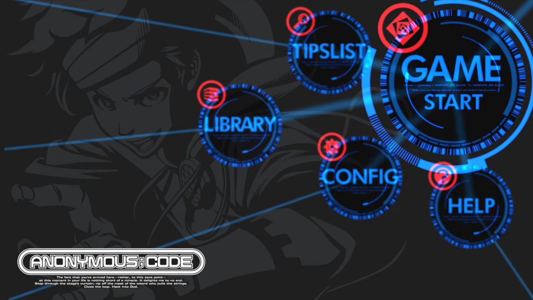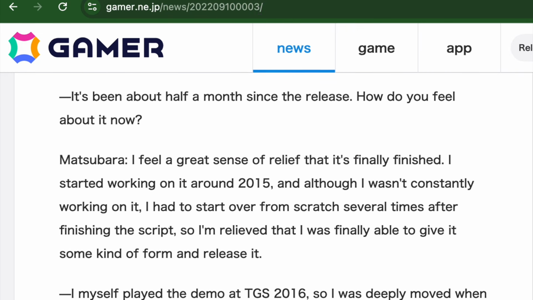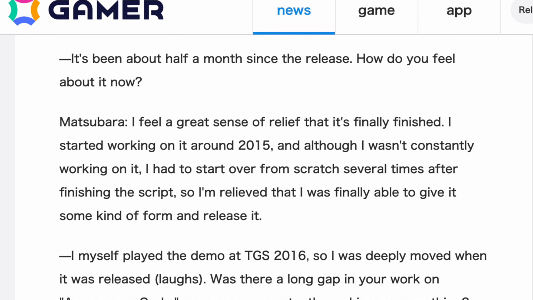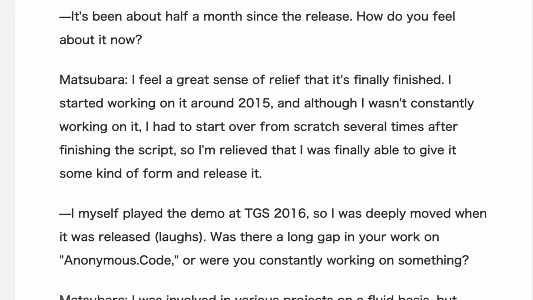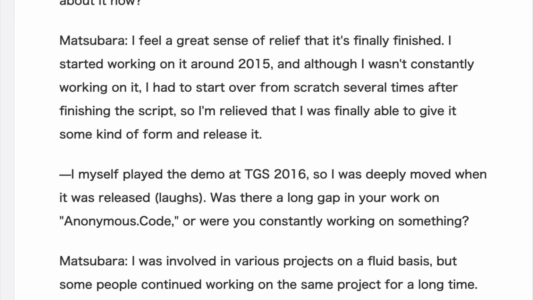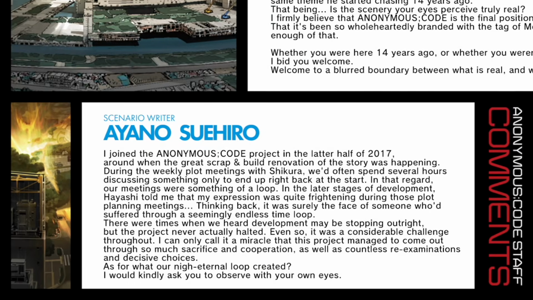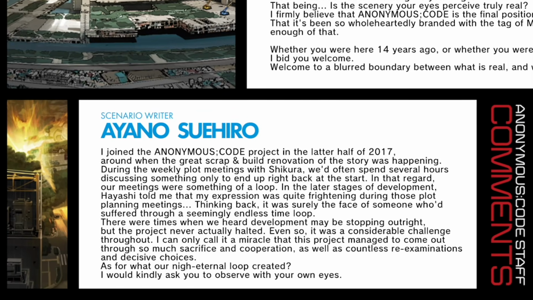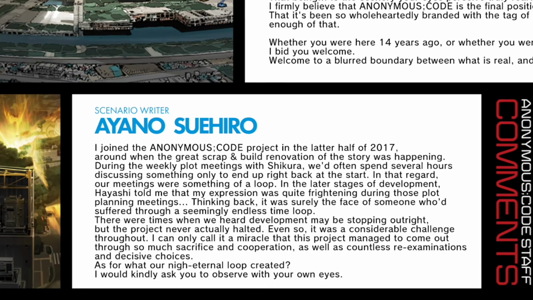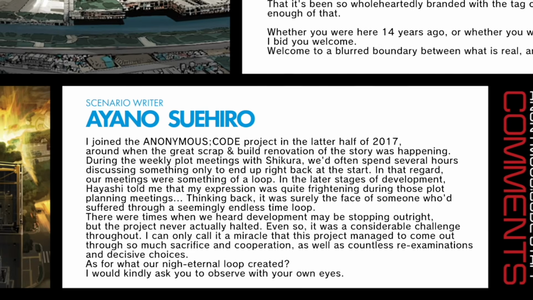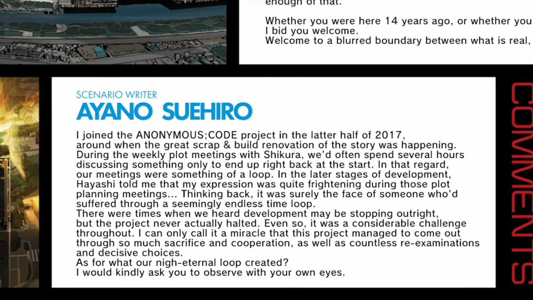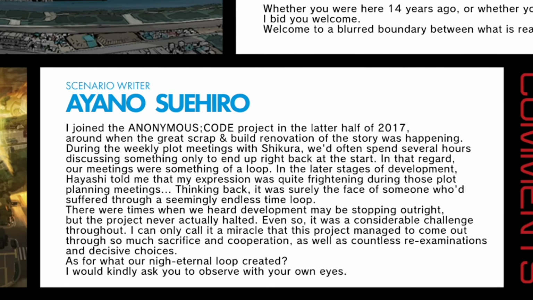In the aftermath of its release, the development team expressed tremendous relief at the fact that the game had finally released after more than 7 long years of development. As per interviews, the scenario team grew to feel as though they themselves were in a time loop when in meetings for the project, due to how many times they would repeatedly adjust and change the scenario over the years.